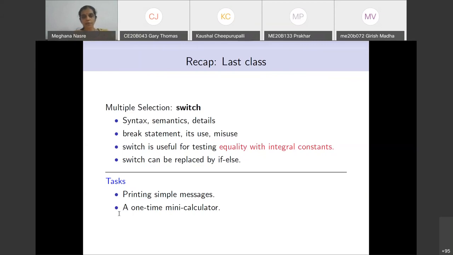And we wrote, in the second part of the class, what we called the one-time mini calculator. So why do I call it one time? One time because it takes one operator and two operands. We made several assumptions: that the operator will take only two operands, and so on. And we wrote this one-time mini calculator. So this is what we did.